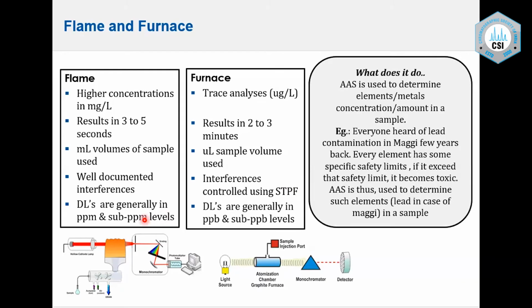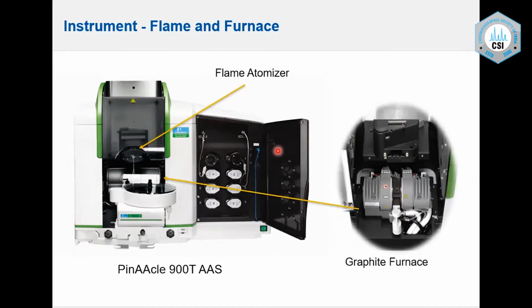Then detection limits are in ppm and sub ppm using flame, and in graphite furnace it is ppb and sub ppb. So you know, the selection of flame or furnace depends on the samples you want to analyze. We have heard about the Maggi issue, where lead was found. The lead was at a very trace level, and to achieve that kind of concentration, we may prefer the furnace technique or the ICP-MS technique. So depending on the concentration of analyte in your sample, you can choose the technology.